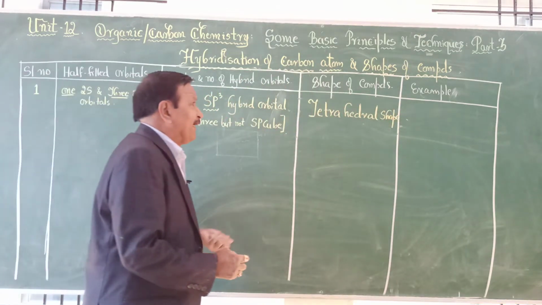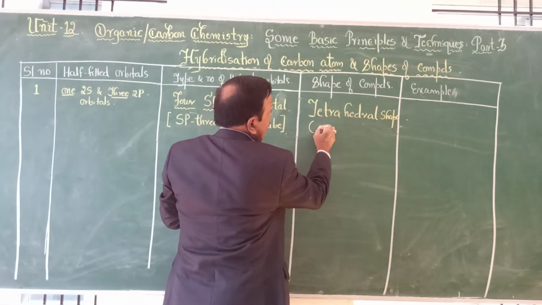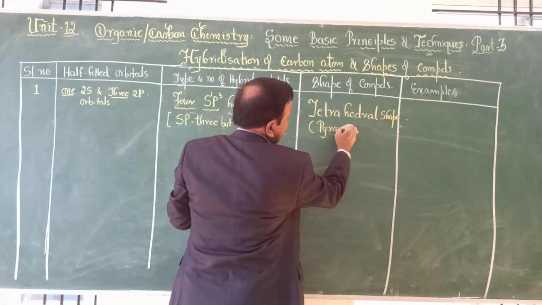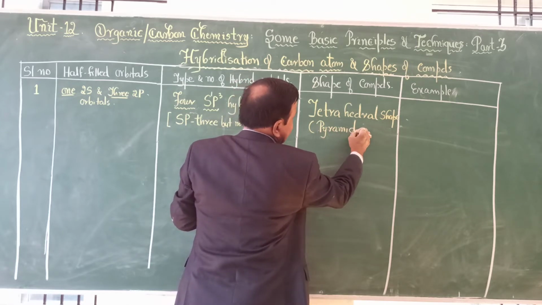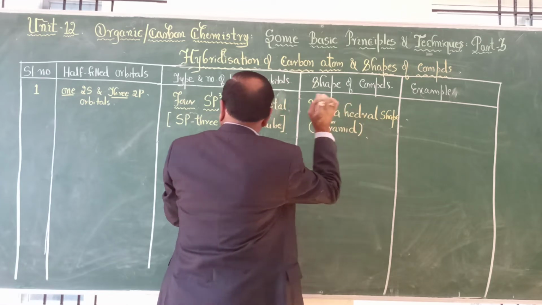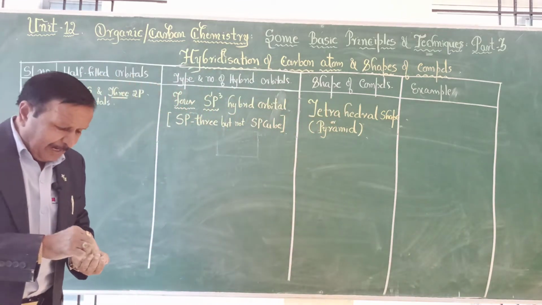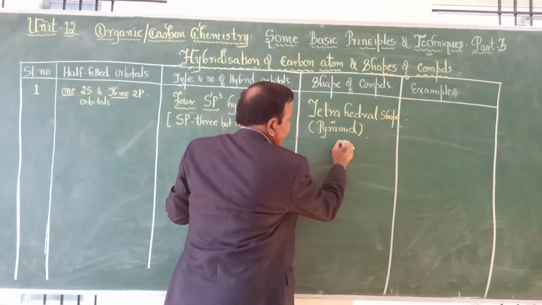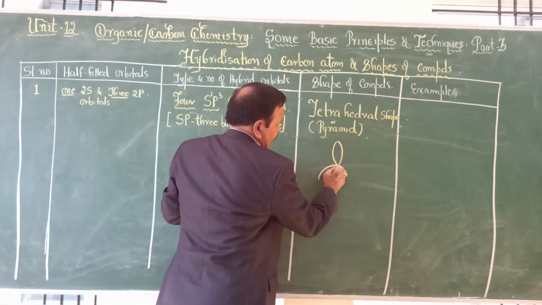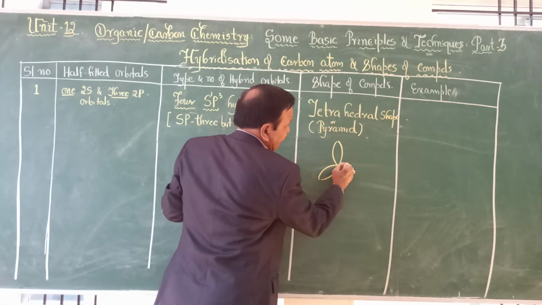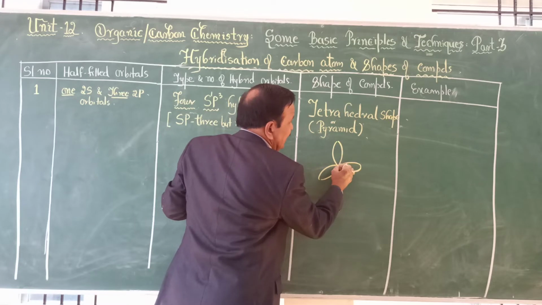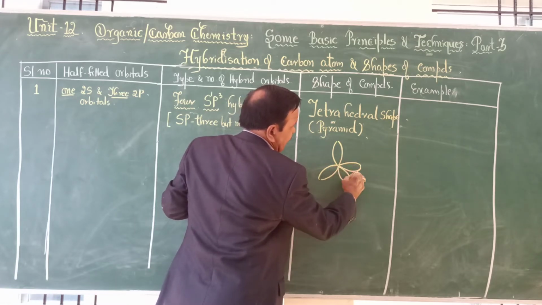And what is the meaning of tetrahedral shape? It is also called pyramid shape. Pyramid. If you have seen in Egypt, pyramids. Tetrahedral or pyramid shape. What is the shape of pyramid? So, 3 orbitals will be here. Okay? And this will be 3 orbitals. And here you will get 1 more orbital.